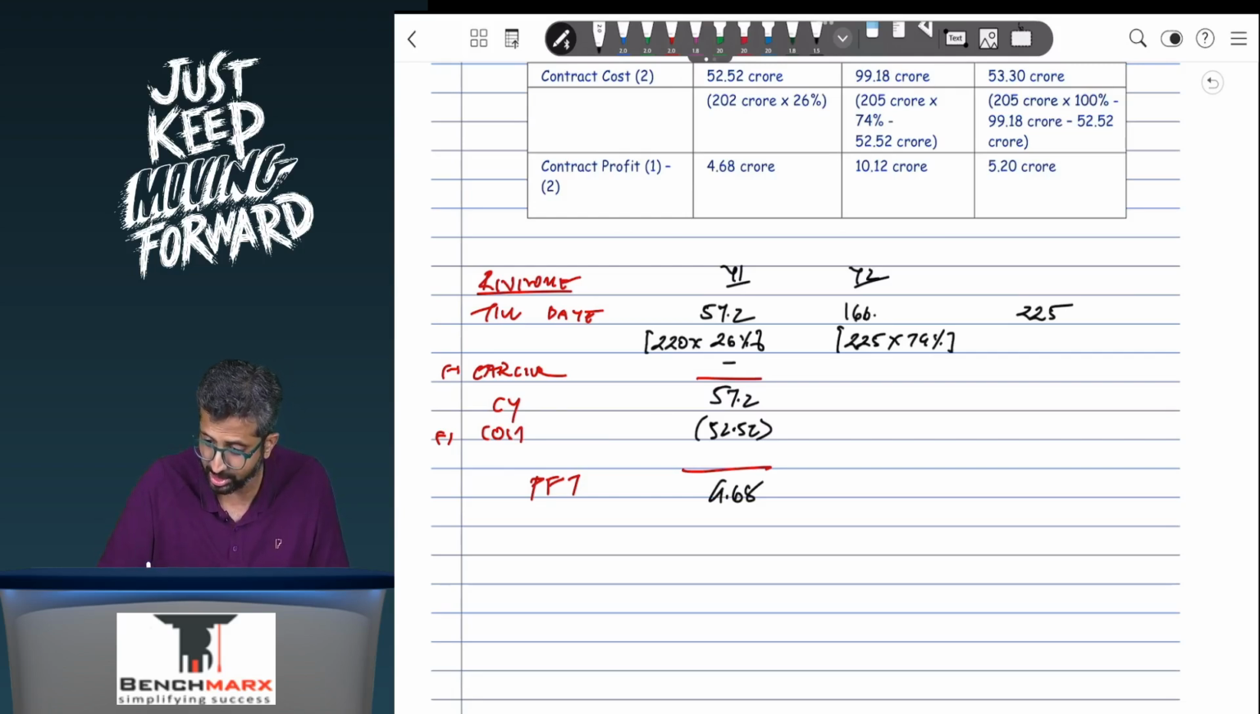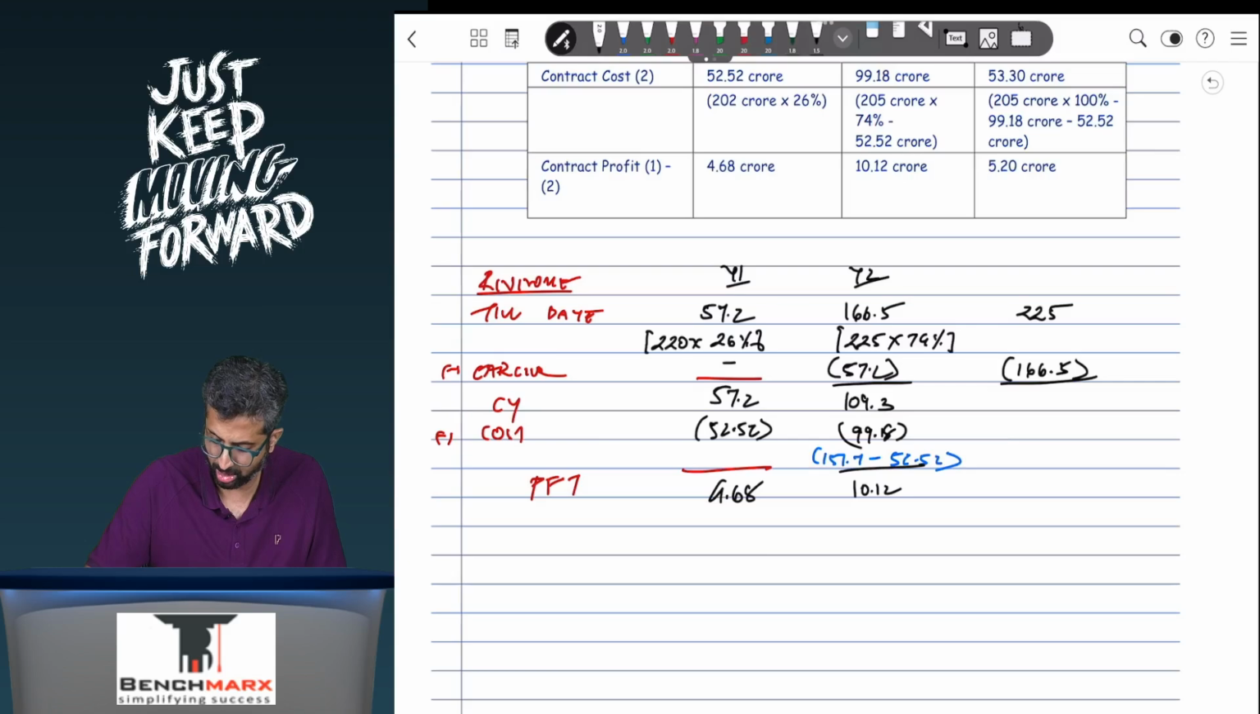This is 166.5 less revenue earlier recognized of 57.2, and hence you get 109.3 less earlier recorded. And the cost incurred in the second year, well, I'll have to calculate it. Well, 151.7 is the total cost incurred, out of which 52.52 was in the first year. So 151.7 minus 52.52 comes to around 99.18, and hence if I subtract this from 109.3 it comes to around 10.12, and lastly 225 minus earlier recorded, this is 166.5.